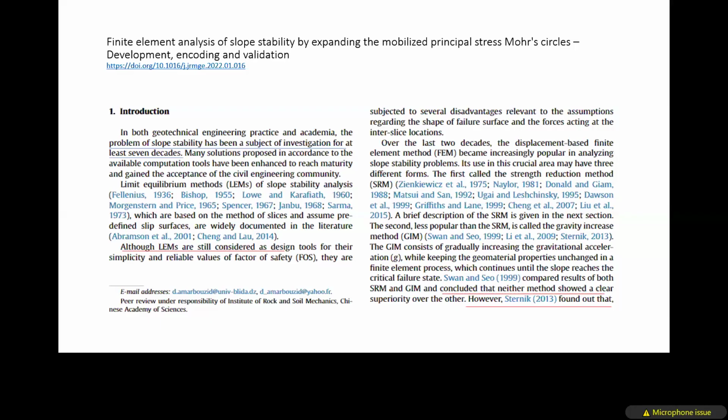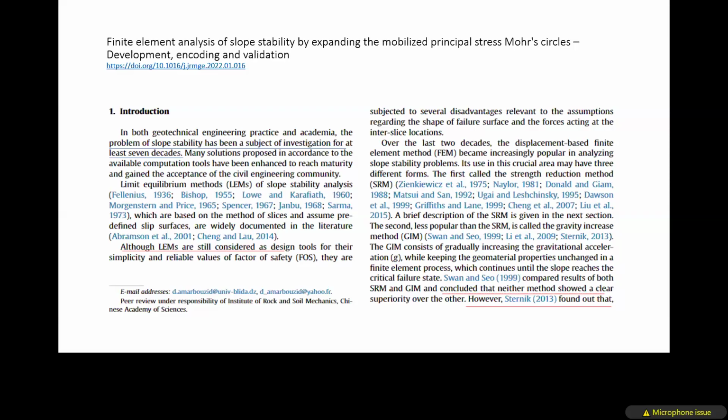begins with the concessive, the conjunction or the adverb that I was talking to you about. Now, although LEMs are still being considered, this is a very classic word, right? This word, although, introduces a contrasting clause that follows, right? They are subjected to several disadvantages. These are the things that he is now going to highlight. Now, if there are several disadvantages relevant to the assumptions, somebody has to do something, right? That is what these researchers are doing, right?